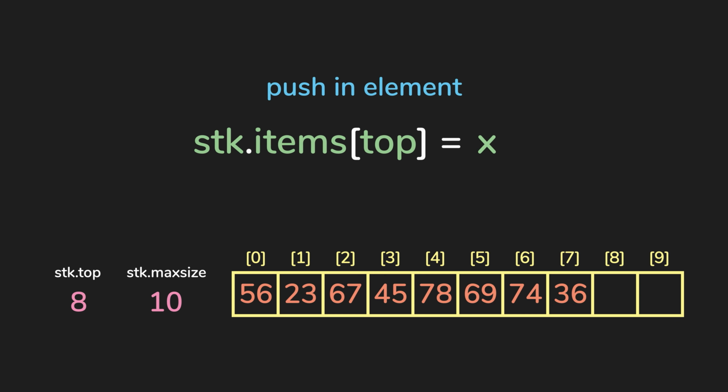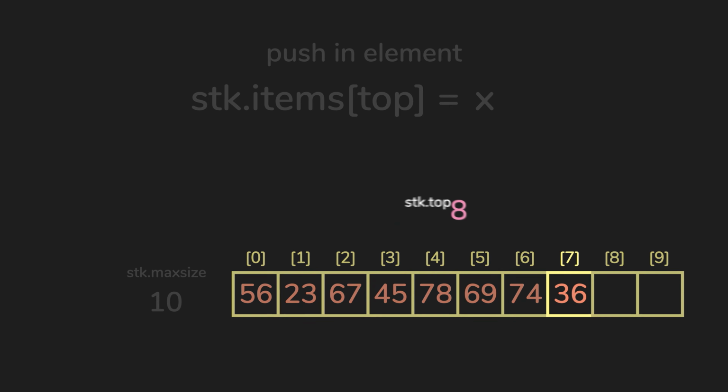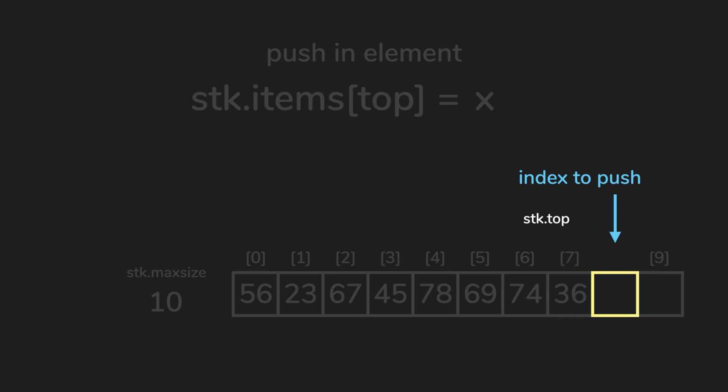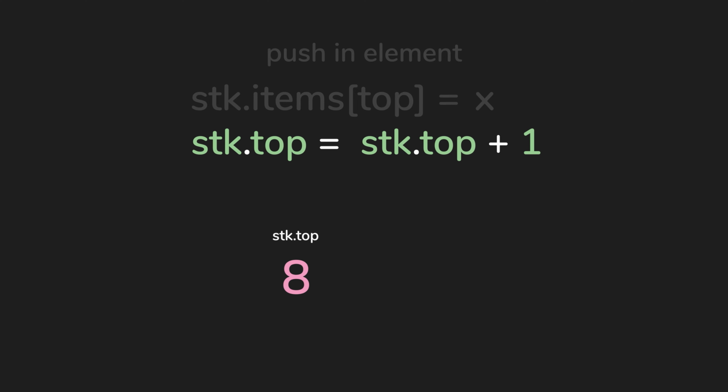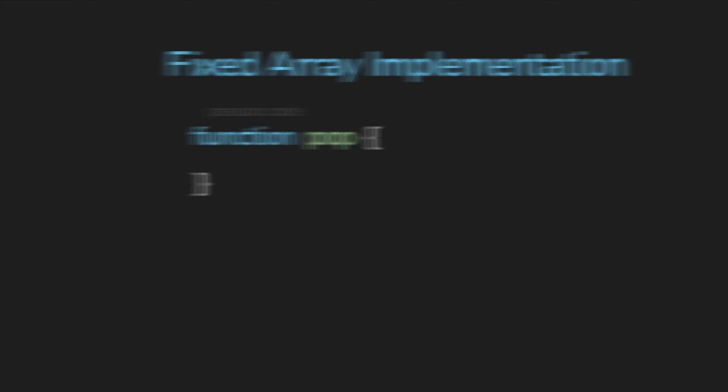We will first add value x to the items array after the last element. Top is the number of elements in the items array, so the index of the last element added should be top minus 1. That's why we are adding the new elements to the index top. And after we push in the element, we need to increment the top by 1. So that is how you can implement the push operation with an array. Now let's see the pop operation.